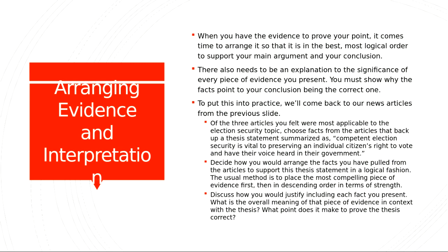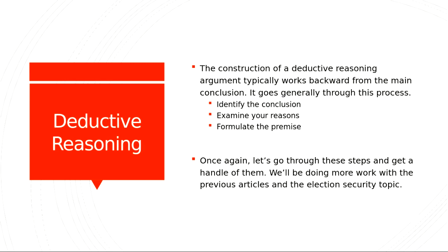Next slide. That gets us into deductive reasoning. Okay? So we have 2 exercises there to be done for inductive reasoning. Now we're into deductive. Construction of a deductive reasoning argument typically works backwards from the conclusion. It goes generally through a 3-step process. So start off by identifying your conclusion. Then you need to examine your reasons. Then finally formulate the premise. Okay? Fairly straightforward list of process there. So once again, we're going to go through these steps and get a handle on them.